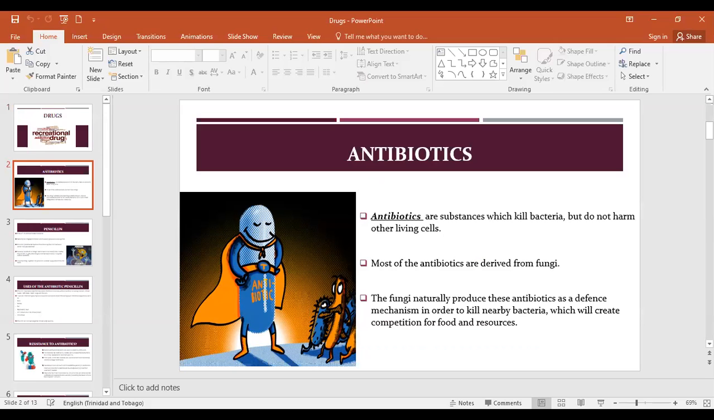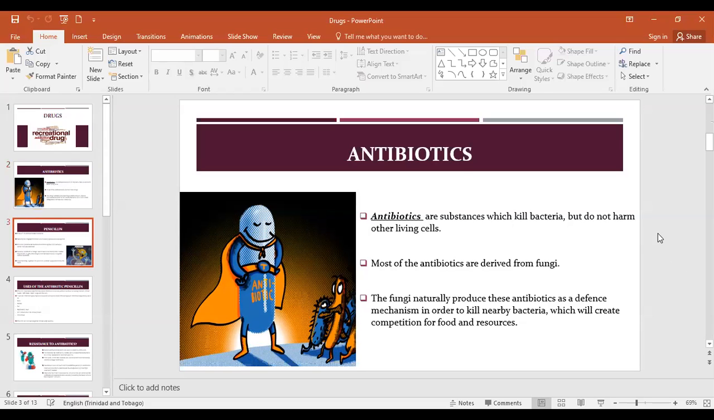These microorganisms naturally produce the antibiotics as a defense mechanism, in order to kill any other bacteria that would create competition for food resources. So that's like their own weapon. And we harvest this weapon to utilize within our bodies to kill off bacteria that would be making us sick for any particular reason. Your doctor would prescribe a particular course of antibiotics in order to get rid of the bacteria within you.